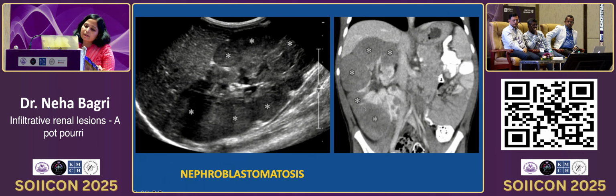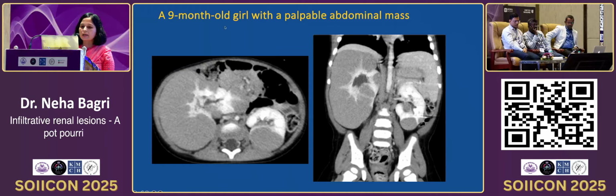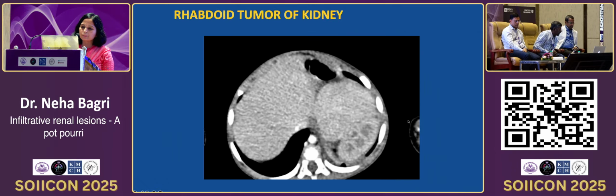So nephroblastomatosis can be an infiltrative presentation in children. So this is how it can present as multifocal masses in both the kidneys. So this is a 9-month-old girl with palpable abdominal masses, and you can see multiple hypodense lesions in both the kidneys. So this is nephroblastomatosis, which is a precursor of Wilms tumor.